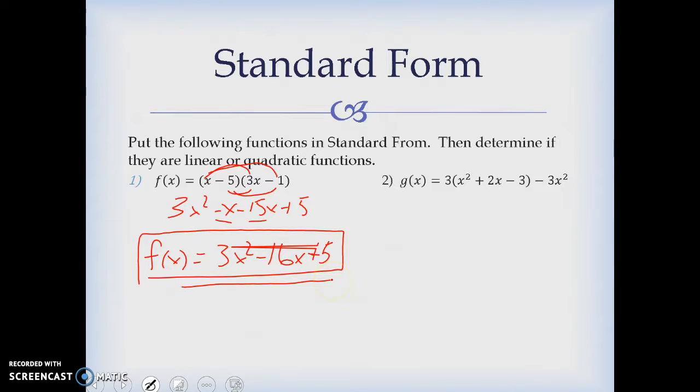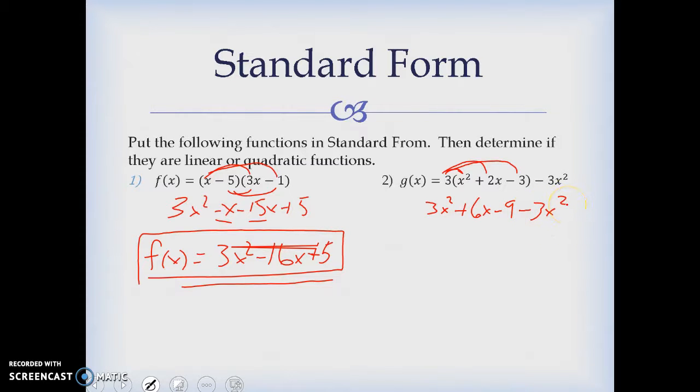Let's take a look at number 2. It looks like when you first look at it that number 2 is quadratic because there's not only 1 x squared but there's 2 x squareds. But if we put this in standard form, I'm going to start by distributing this 3. And so I'm going to have 3 times x squared is 3x squared. 3 times 2x is 6x. 3 times negative 3 is negative 9. And then we just have the negative 3x squared.